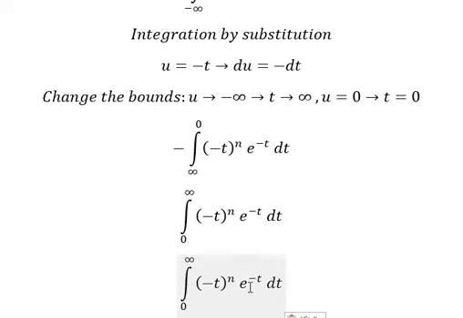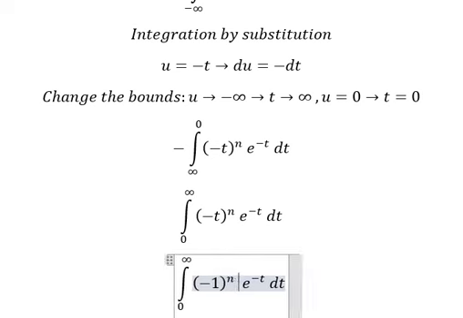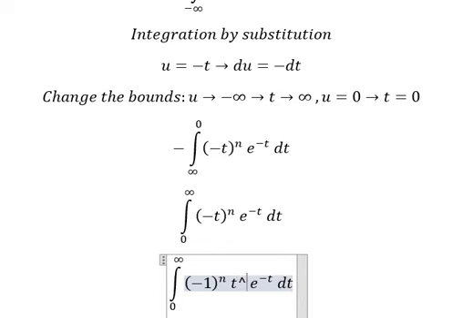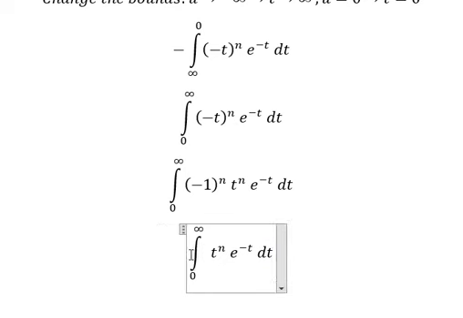Next, for this one, I will put negative 1 to the power of n, t to the power of n. So I will put this one outside.